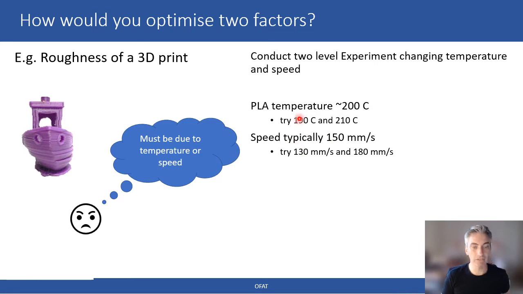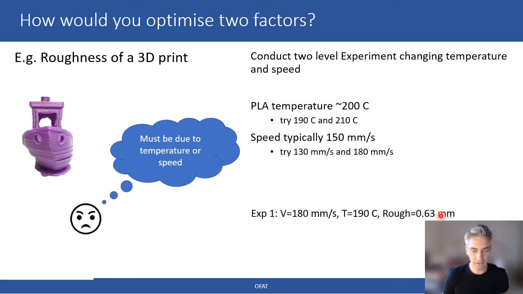So let's imagine this scenario. First of all, in our first experiment, we might try printing at 180 millimeters a second, which is slightly faster than what we were printing before. But because we're good experimentalists, we think that it's a good idea not to change too many things at once. So we will keep the temperature fixed at 190. And then we find a roughness of 0.63 millimeters, a very rough print.